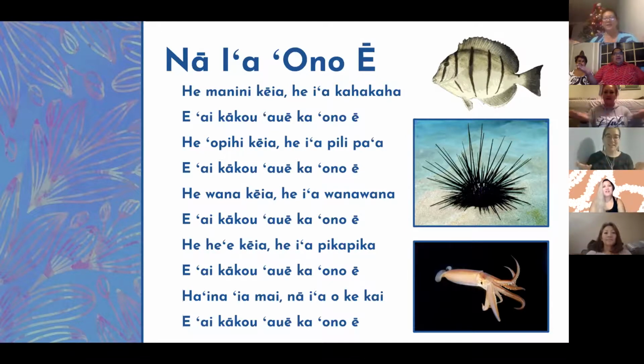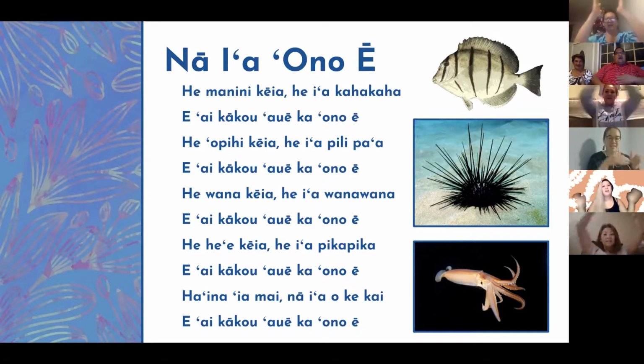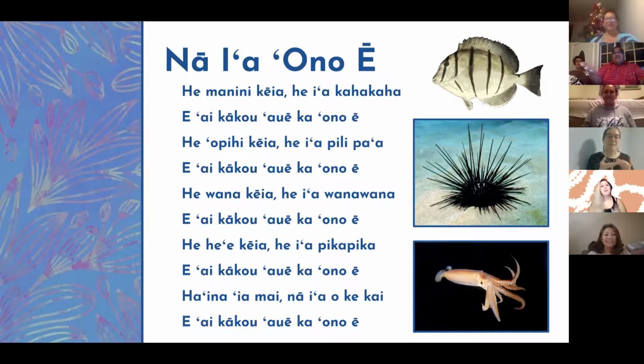He manini ke ia, he ia ka ha ka ha, e ai ka ko aue ka onoe. Next and go. He opihi ke ia, he ia pili paʻa, e ai ka ko aue ka onoe. He wana and go. He wana ke ia, he ia wana wana, e ai ka ko aue ka onoe. He he, ready, go. He he e ke ia, he ia pika pika, e ai ka ko aue ka onoe. Haina and go. Haina ia mai, nā ia o ke kai, e ai ka ko aue ka ono, ono e.